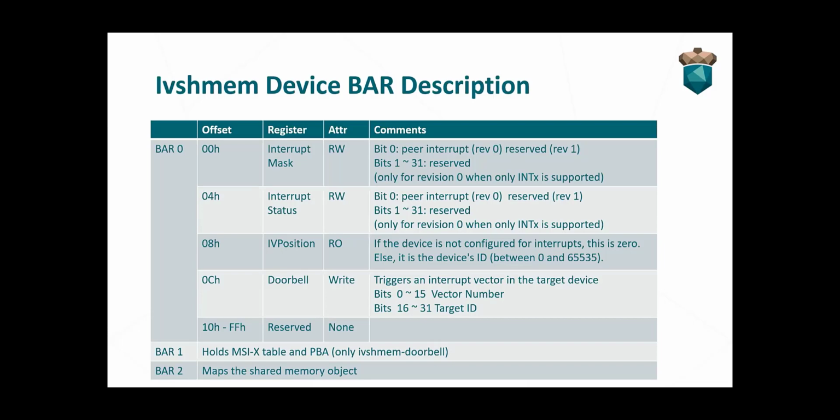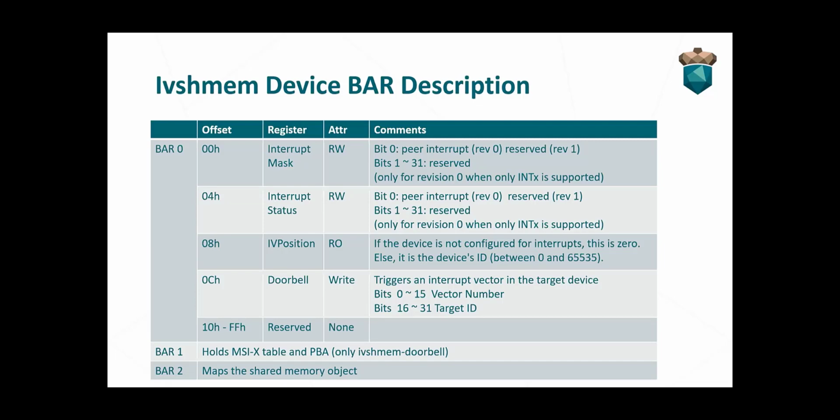The offset 08 is a read-only register. It is used to identify the device ID. As you know, if more than one VM tries to communicate through the shared memory device, each side must have a unique ID. This one is used for that. And the offset 0C is a write-only register. It is used to trigger an interrupt to the peer side. Bits 0 to 15 are used for the vector number, and bits 16 to 31 are for the target.